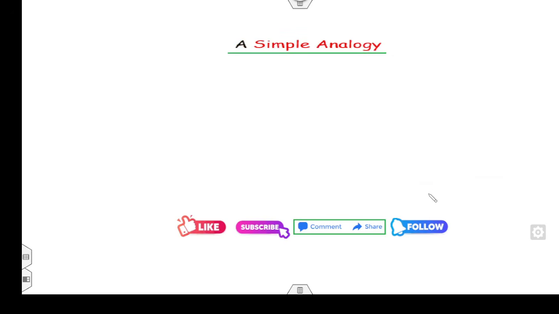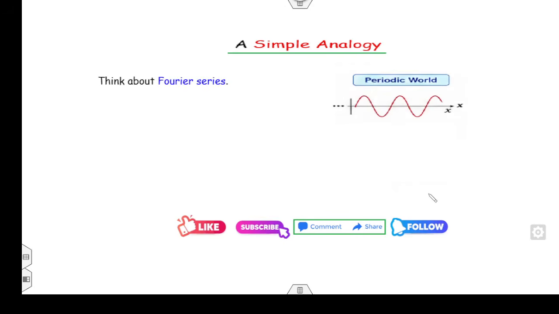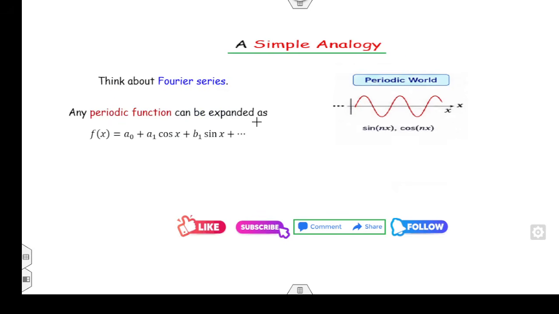What is a simple analogy behind the Legendre equations or the Legendre polynomial? Imagine you are in the periodic world. Whenever you are thinking about the periodic world, which series can you imagine? Definitely you are working on the Fourier series. That means any function f(x) you can write in terms of a linear combination of cosine and sine: a1 cos x plus b1 sin x, a2 cos 2x plus b2 sin 2x and so on. Any periodic function can be expanded in terms of sine and cosine functions.